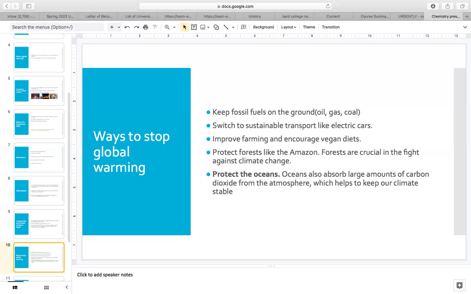Protect forests like the Amazon. Forests are crucial in the fight against climate change. Protect the oceans. Oceans also absorb a large amount of carbon dioxide from the atmosphere, which helps to keep our climate stable.